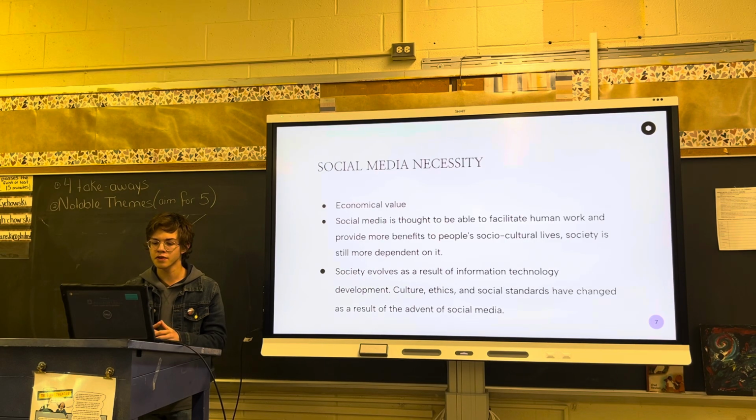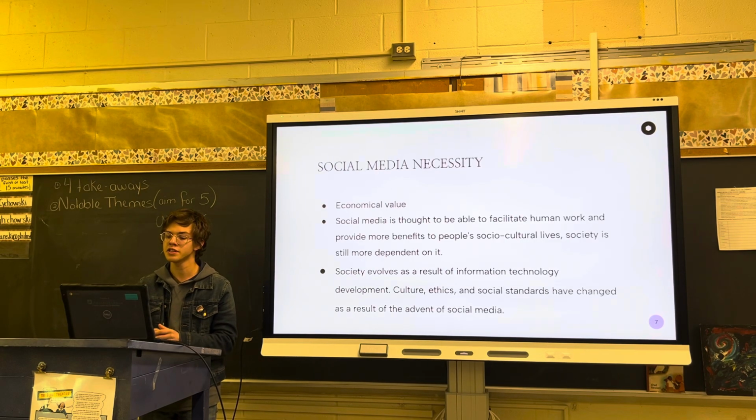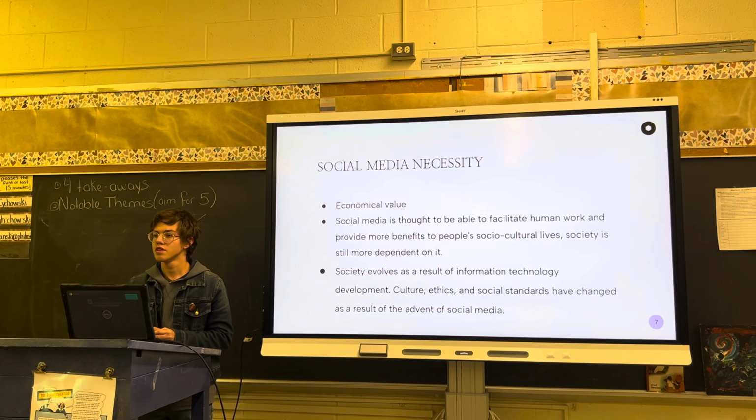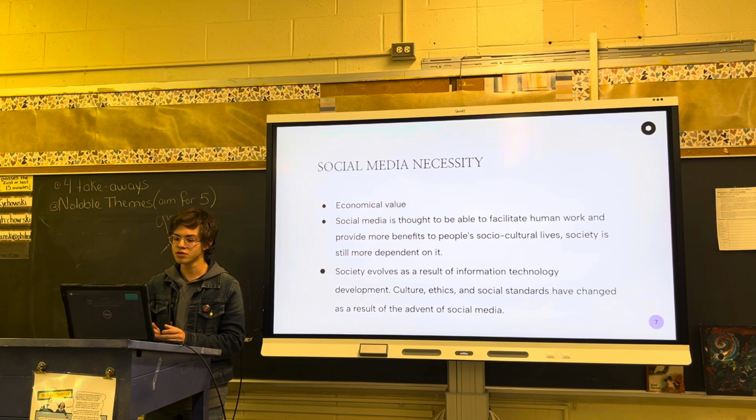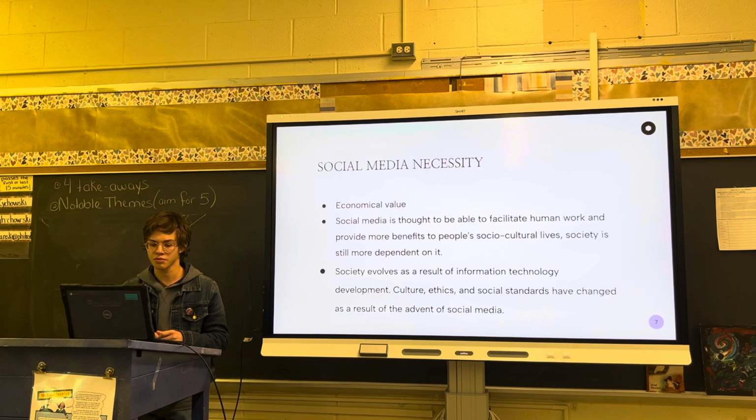Social media is able to facilitate human work and provide more benefits to people's social and cultural lives. Society is still more dependent on it. Society evolves as a result of information technology development. Cultural ethics and social standards have changed as a result of the advent of social media.